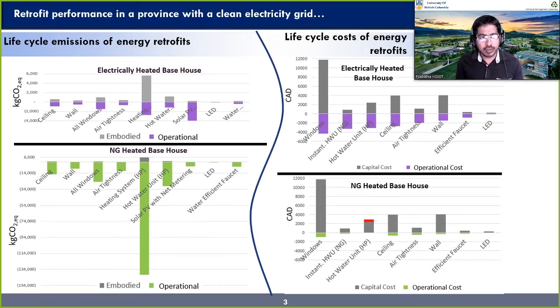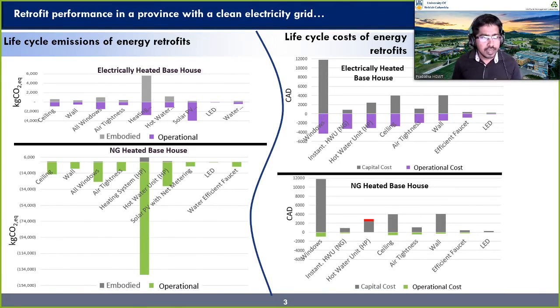In order to evaluate the regional applicability of different energy retrofits, we considered two base buildings with identical characteristics, other than the heating system. One base building was heated with electricity, and the other one was heated with natural gas. And this slide shows you the life cycle emission and cost performance of different energy retrofits when applied on these two buildings in a province with a greener electricity grid.